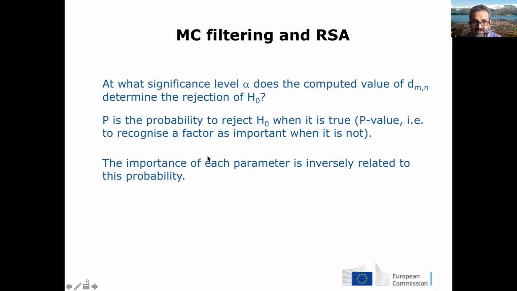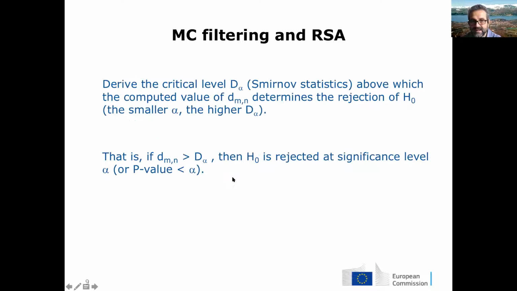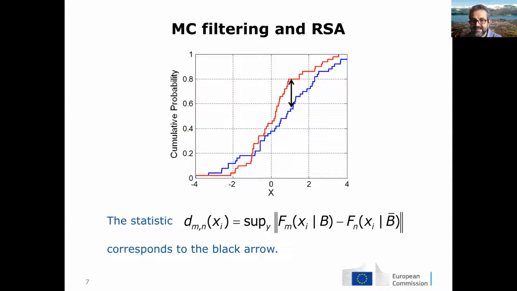And then the importance of each parameter is inversely related to the probability. So what's the idea behind this? It's that if the distribution of X associated to behavior is strongly different with respect to the distribution of X associated to the non-behavior, this is an indication that X might actually drive the behavior.